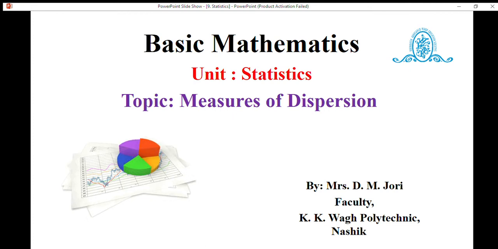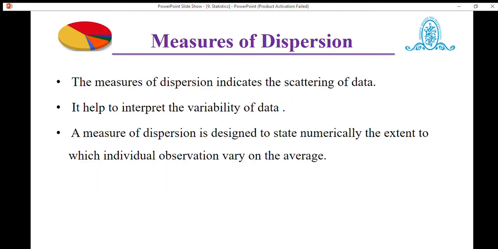In today's video, we will discuss one of the measures of dispersion, that is range. Let's begin with the definition of measures of dispersion first of all. The measures of dispersion indicate the scattering of data. It helps to interpret the variability of data. A measure of dispersion is designed to state numerically the extent to which individual observations vary on the average.